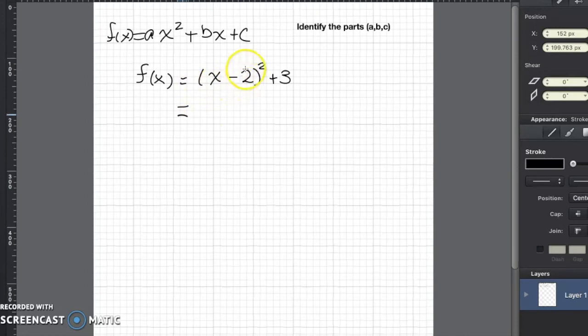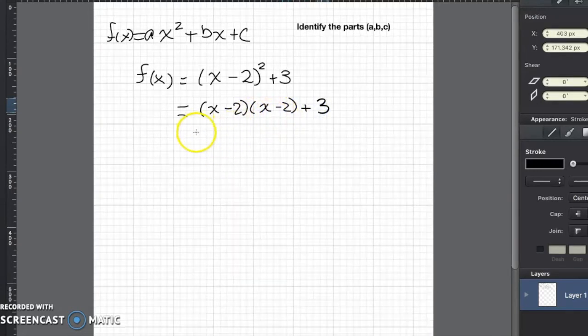So the first thing I want to do is, well, I look at it, I have an exponent, I have a plus 3 here. I want to do my exponents first, so there's two ways you could do this. I'm going to do it the long way first because x minus 2 squared is just going to be that expression times itself. So I'm going to write it out.